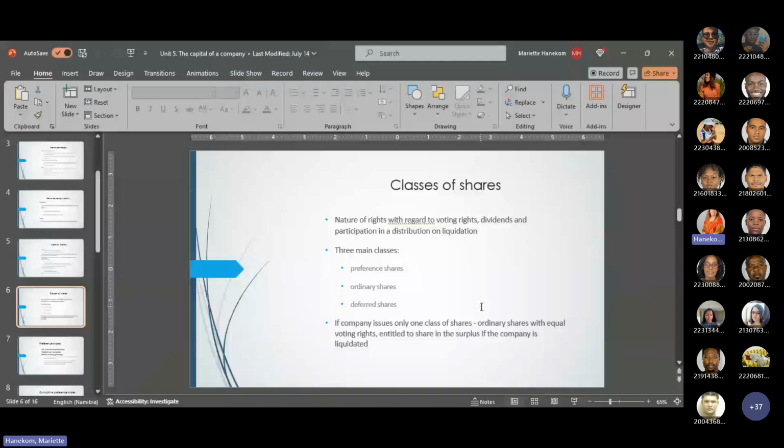So you can vary these rights. You can have a class of shares that will not eventually share in the surplus, in the free residue. But if a company issues only one class of shares, these must be ordinary shares with equal voting rights. So all the holders of that particular class of shares, their voting rights are calculated on the same basis, and they are able to share in the surplus when the company is liquidated.